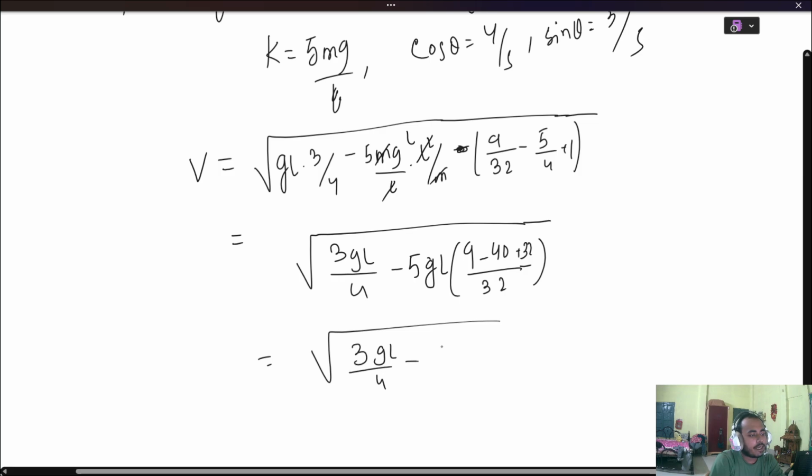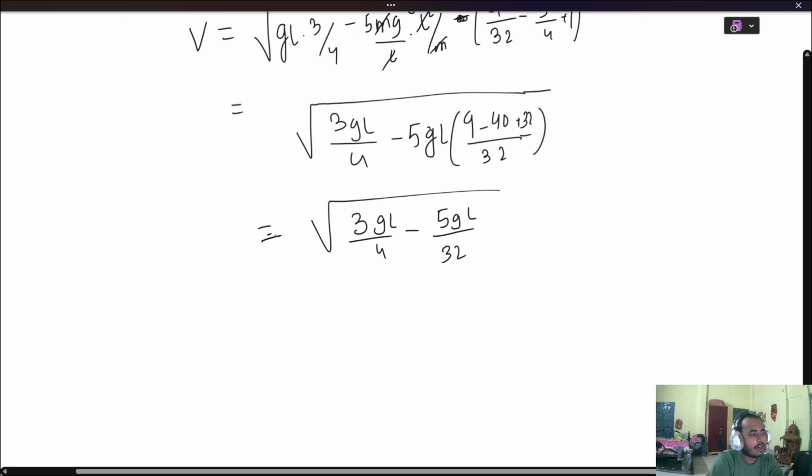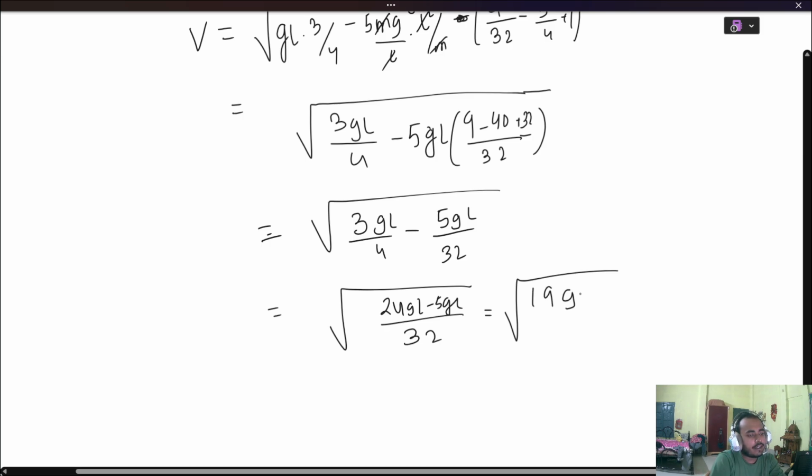3GL by 4 minus 5GL by 32. And the answer should be, if you take 32 as an LCM again, 24GL minus 5GL, which is nothing but 19GL by 32, which is the required value of the velocity. And thus we have completed the question.